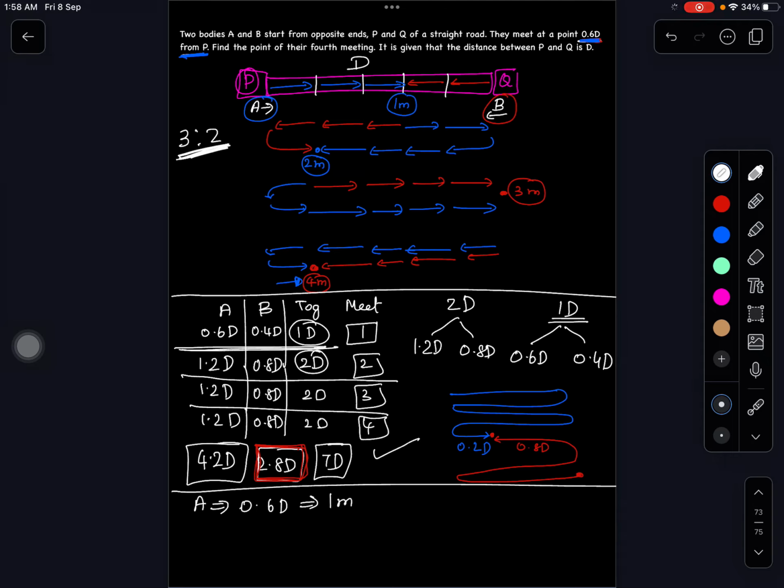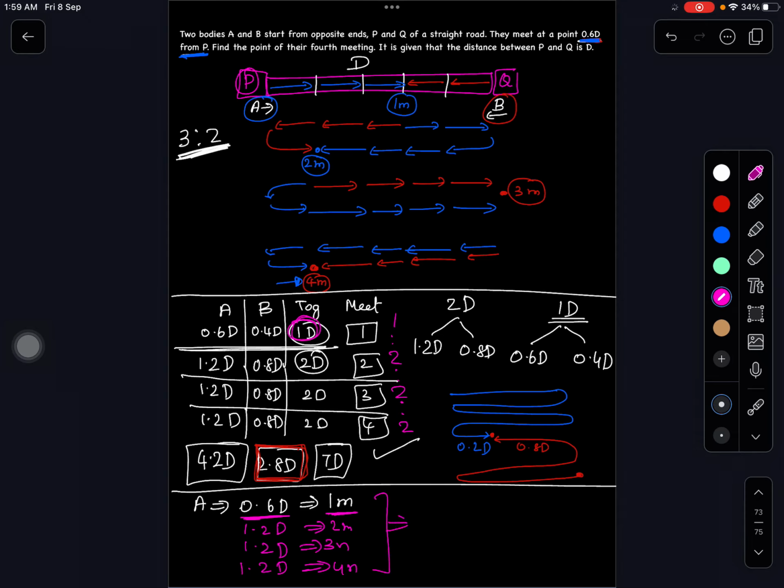The way we can still optimize it further is, A has covered 0.6D for the first meet to happen, and the total distance is in the ratio of 1:2:2:2. A's distance covered will be in the ratio of whatever he has covered in the first meet. If it is 1x unit, for the subsequent meets he would have covered 2x, 2x, 2x more distance. So for the second meet, A would have covered 1.2D more, 1.2D more for the third meet, and 1.2D for the fourth meet to happen.